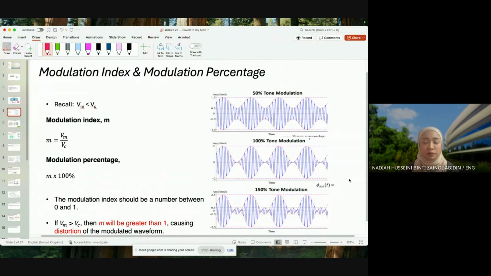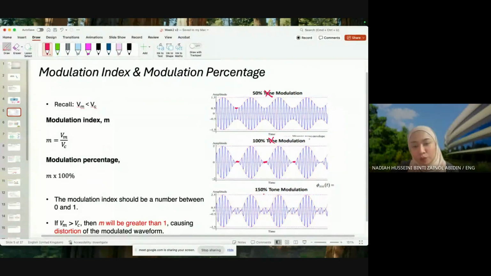which also means modulation, so just ignore the word tone. 50% modulation means you're going halfway off the peak. So you have your peak VC, and you're going halfway down. If it's 100%, you're going all the way down, which means you are not leaving anything there, so it's completely at zero. This was at 0.5. This one goes all the way down to zero.